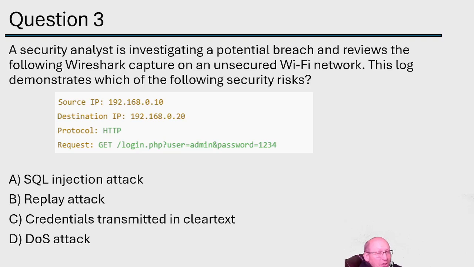And if it was in Wireshark and it wasn't in clear text, it'd be encrypted. And so here we see credentials processed in clear text. That's going to be our issue. It's going to be C.